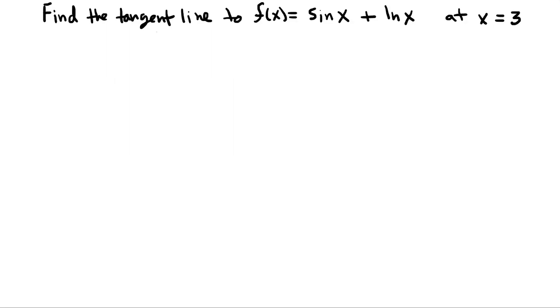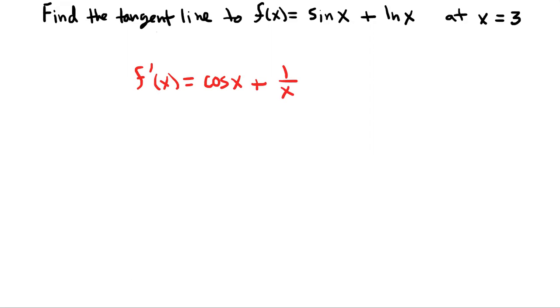Find the tangent line to f of x equals sine of x plus ln of x, or called the natural log of x, at x equals 3. Well, if you've been following along with the calculus lessons, you're going to know how to find this derivative. So, f prime of x will equal the derivative of sine is cosine, so cosine of x, plus the derivative of the natural log is 1 over x.